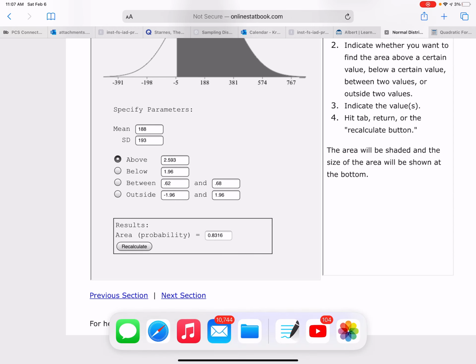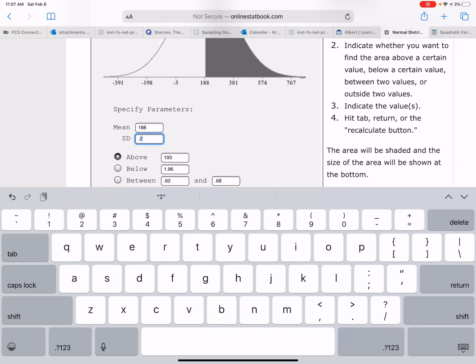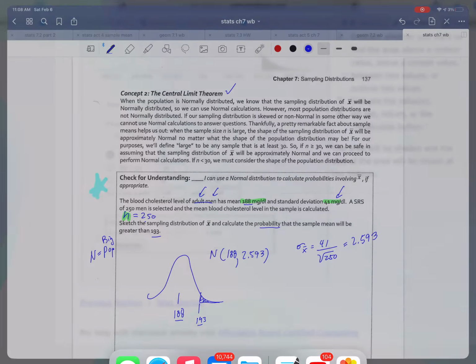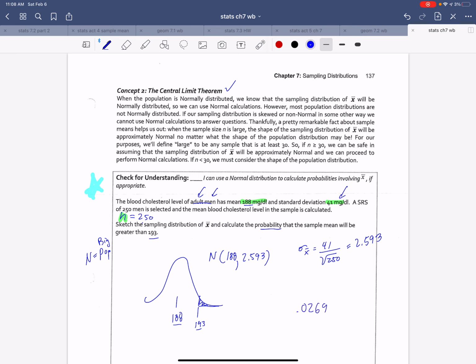Oh, my standard deviation. I want to be above 193. Oh, what am I saying? Okay, silly me. I've got to change my standard deviation. I swapped those, 2.593. I'm saying it the wrong way. Okay, so I get my answer 0.0269. So that's my probability that my sample mean will be greater than 193. Nice.